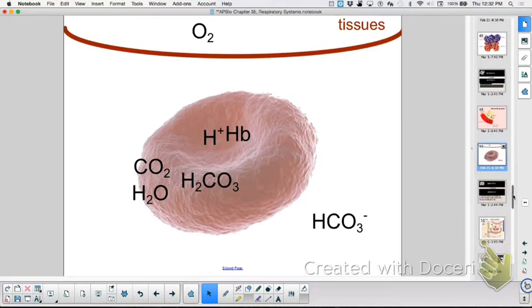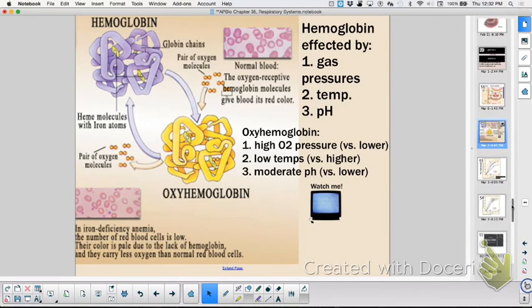And then we know more about that too. We know there's some other things that will facilitate, besides the change in pH, letting go of oxygen. What's another thing that encourages hemoglobin to let go of oxygen? Temperature. What? Cold or hot? Yeah, warmer temperatures, that dissociation curve moves to the right. It lets go of that oxygen and it makes it available. So pH, temperature, and pressure of the gases, partial pressures of the gases.